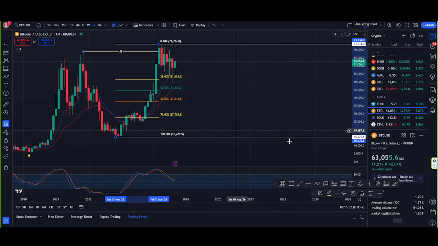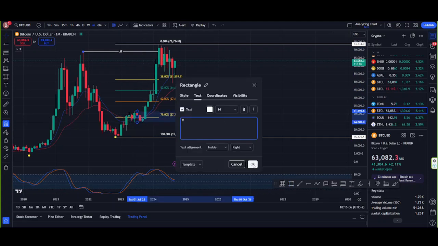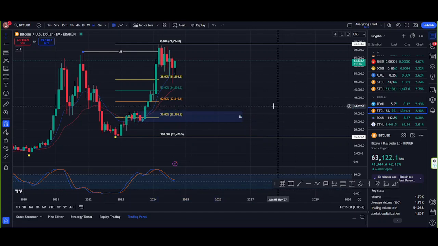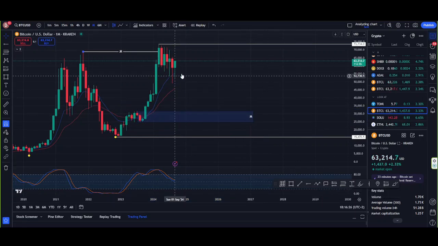What I'm interested in looking at is my golden zone, which is my 62 downwards. With the 62 zone, we have this interesting area here. This is our demand zone, so we'll take all these red candles here. This is my monthly demand zone, which is sitting at 31.8K US dollars.